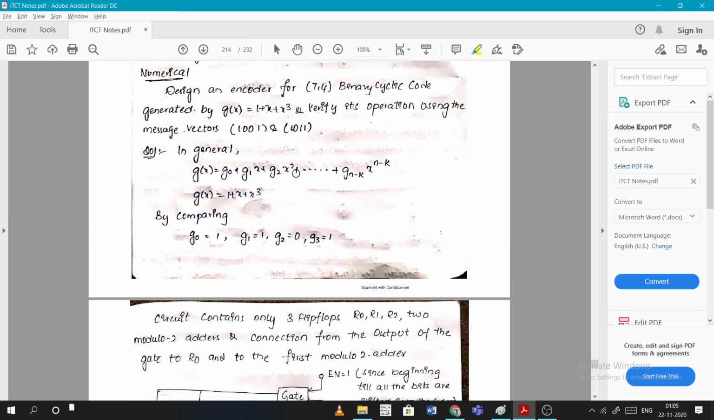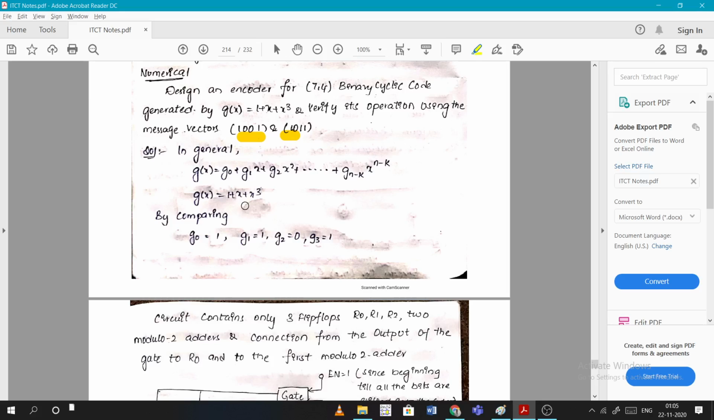Let us take a problem here: a (7,4) binary cyclic code generated by a generator polynomial g(x) = 1 + x cube, and verify its operation using the message vector. These two vectors they have given. First they have given a generator polynomial, that is 1 + x cube.